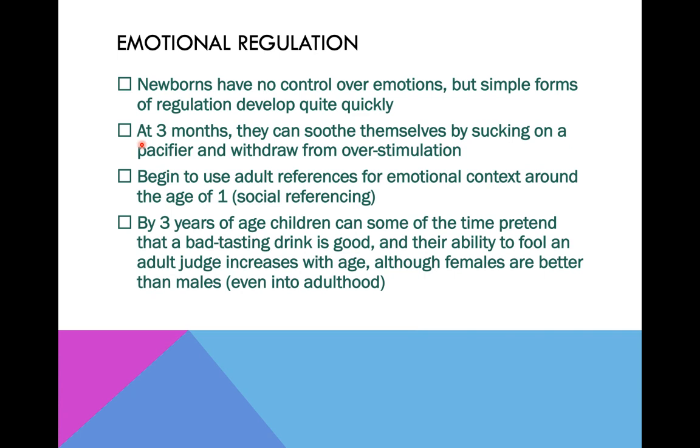So by the age of 3, children can pretend that a bad tasting drink is good, and their ability to actually effectively do this, right, to actually fool an adult, increases with age. And males are poorer at this than females are. Females are much better at lying and regulating emotions than males are, even into adulthood.